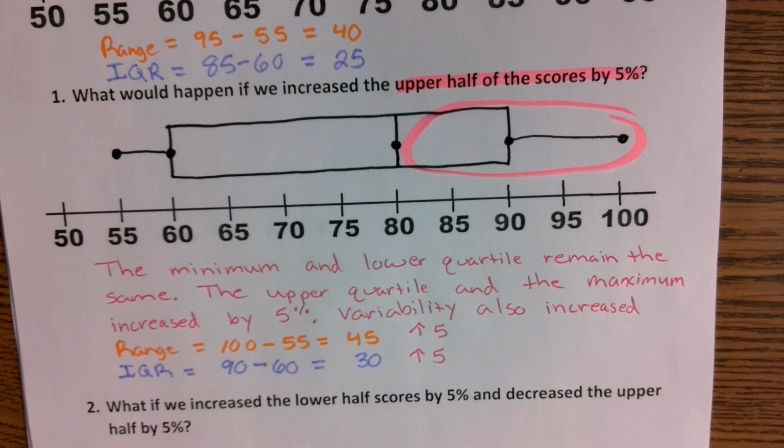Okay, so by making those kinds of changes, by saying I'm going to increase one situation or one half by 5%, it expands that variability.